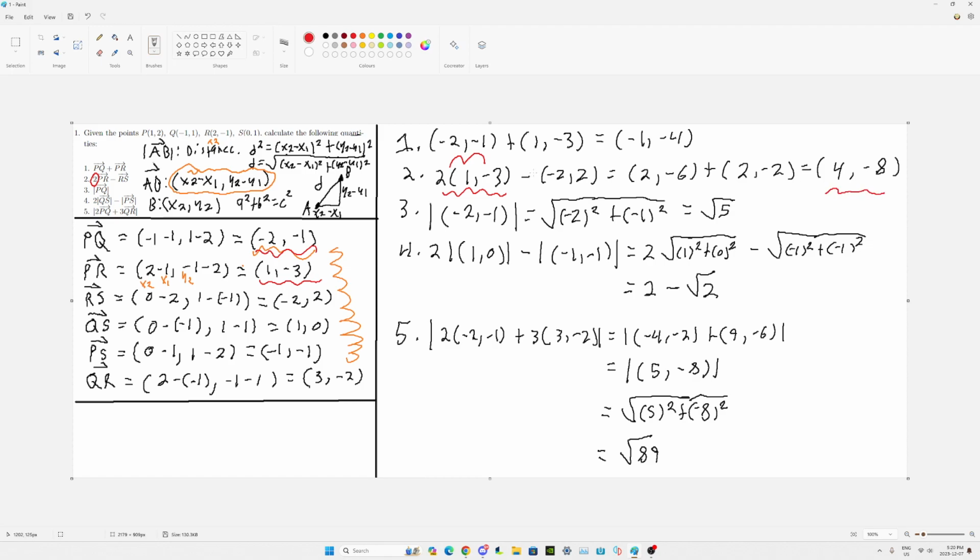3. The length of PQ. So we've calculated PQ, right? That's just x2, x1, y2, y1. We get this vector over here. So now we're going to do the distance. Well, the distance is just going to be x2 minus x1 squared, right? We've added those together, so this is going to be x2 minus x1. And then y2 minus y1 squared. Well, this is going to be our y2 minus y1 squared.